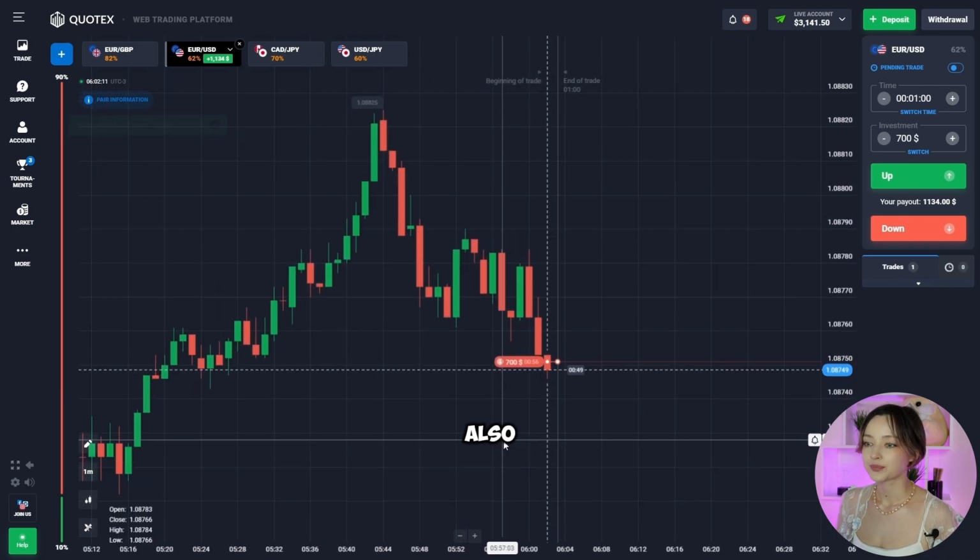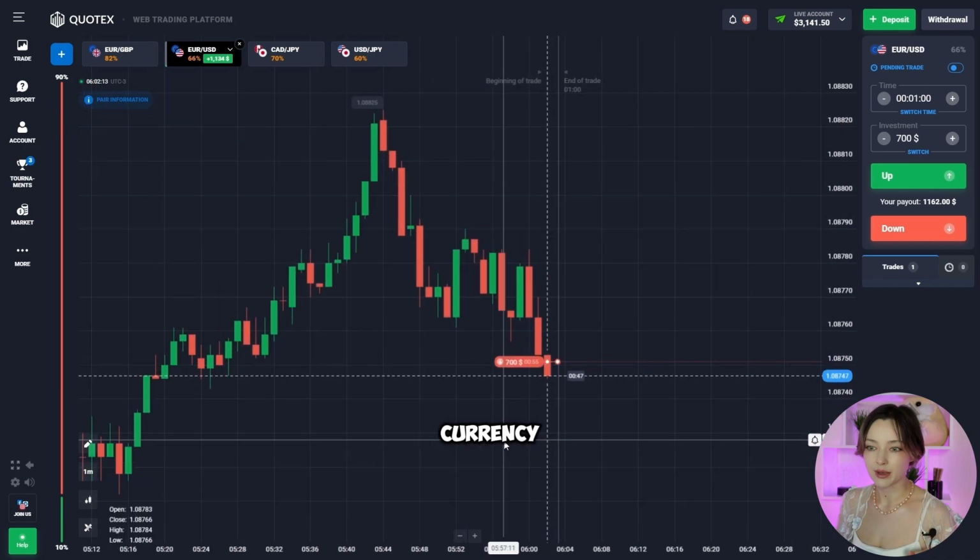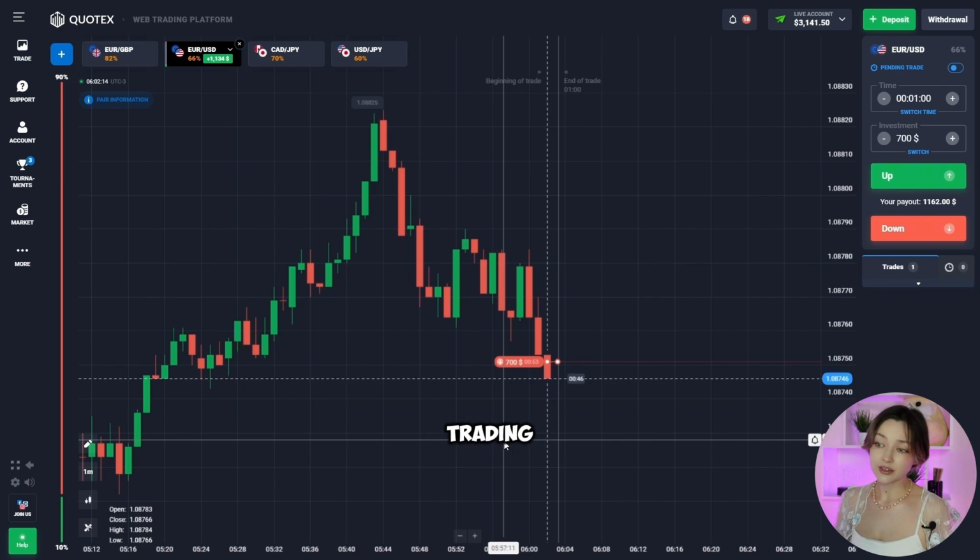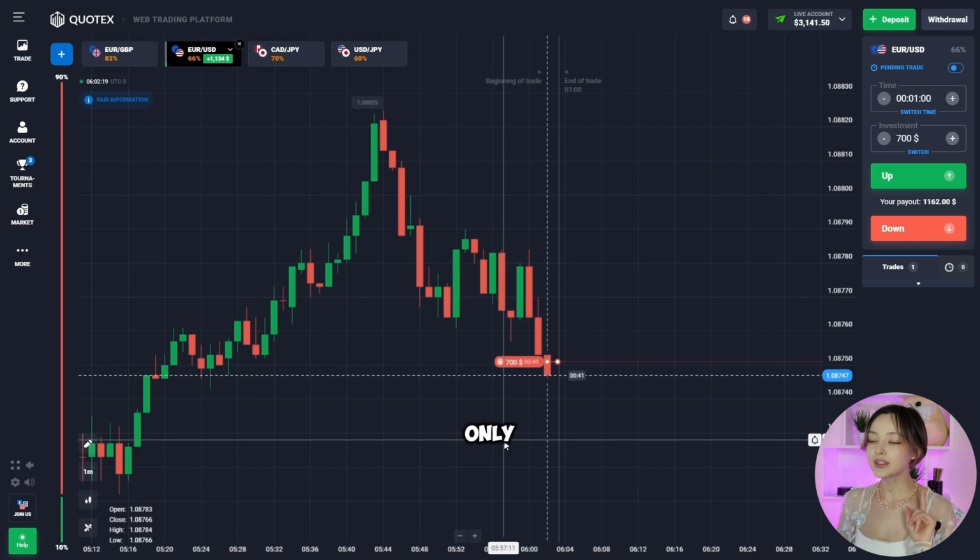Guys, also pay close attention to the currency pairs, because the currency pairs on TradingView have nothing to do with the OTC ones. Remember to only ever pick pairs without the OTC mark.